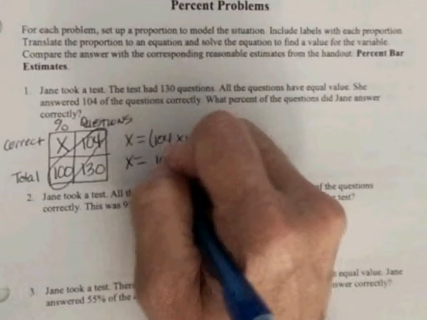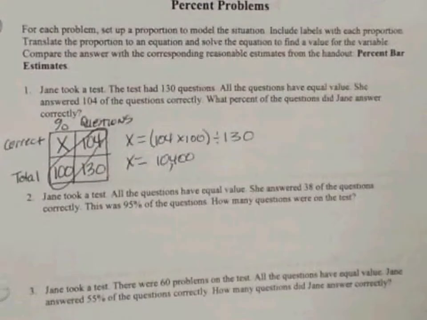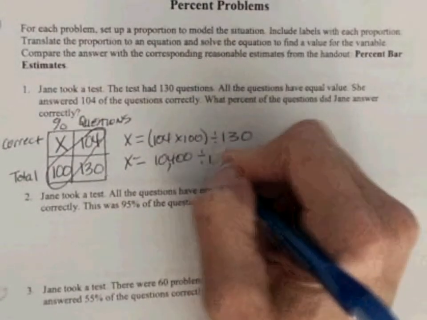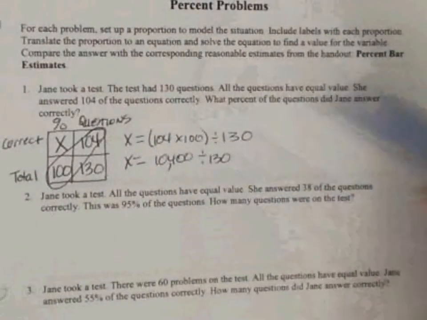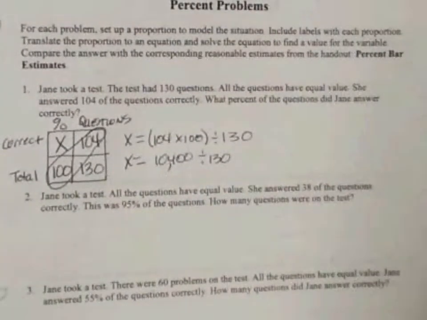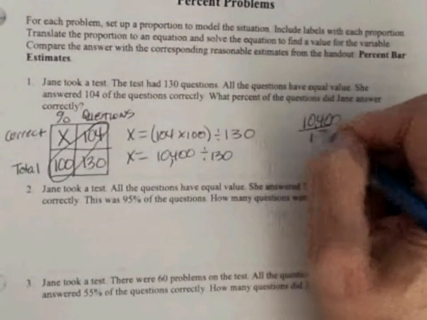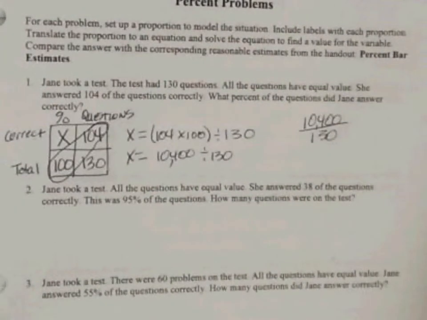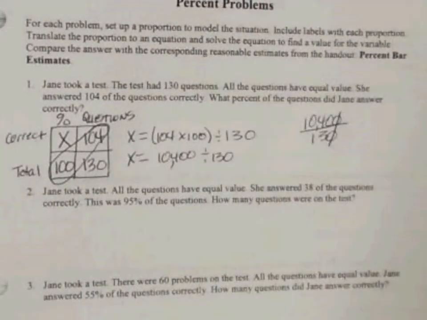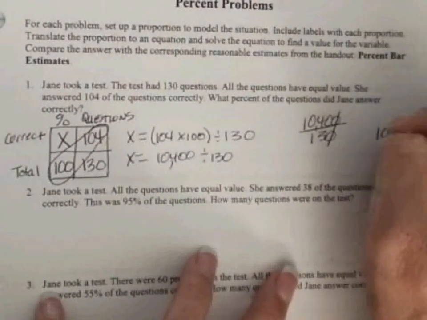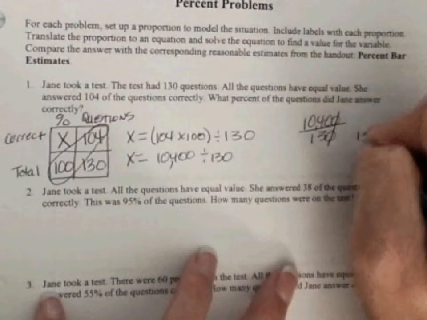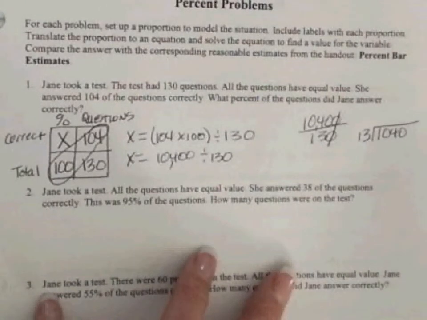So what is 104 times 100? 1,040. Good job. You just have to add the two zeros, right? It's 10,400. Good job, Kai. So then we have 10,400 over 130, right? Can we reduce that before we even divide? Yes. Knock off the two zeros on the end. Now that's a lot easier to divide than 130 into 10,400.